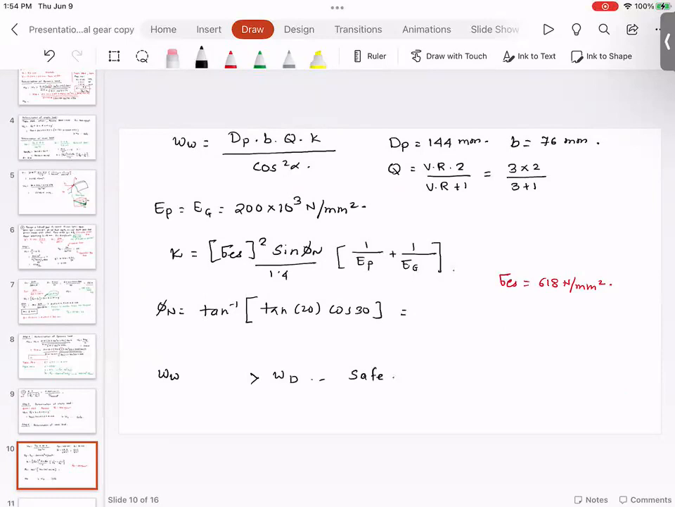I know I'm going too fast, but this is the third helical gear problem that we are solving. So I hope you are able to keep up.